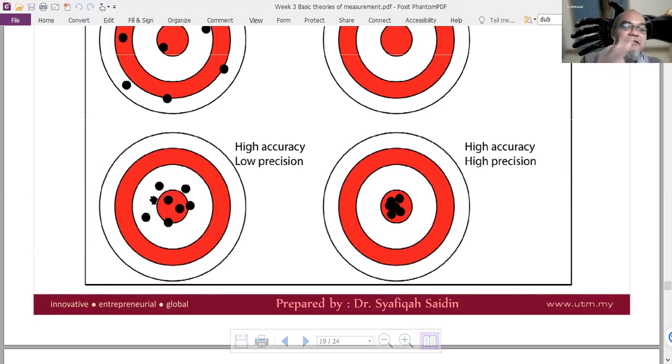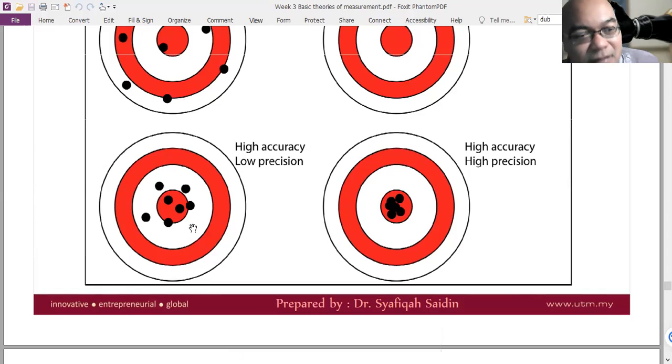Alternatively, you can have an average which more or less will converge at the middle. It means you have high accuracy, but however, you have a spread of shooting results. Sometimes it is in the middle in the red circle, but sometimes a little bit in the second white circle. So in this case, you are called to have low precision. You have high accuracy because the average of your shooting or your measurement converges near the true value of the reference, in this case represented by the middle mark here. However, your shooting is low precision because your first and second may vary a little bit far from each other.